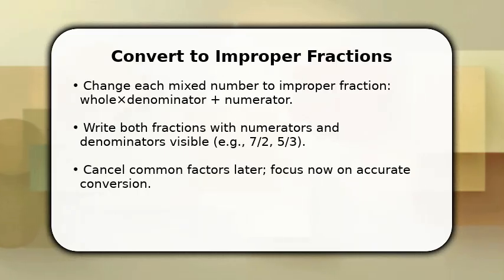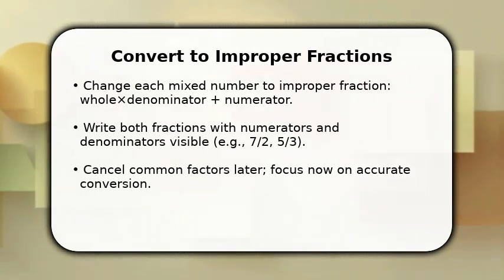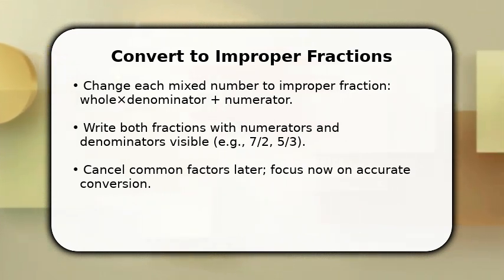You start by converting mixed numbers into improper fractions because multiplication is straightforward that way. First, multiply the whole number by the denominator and add the numerator. That gives you the new numerator. For example, 3 1/2 becomes 7/2. Do this for every mixed number.